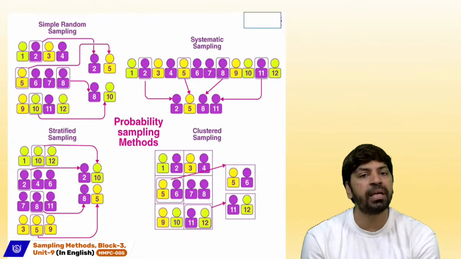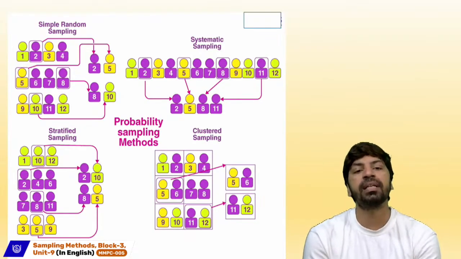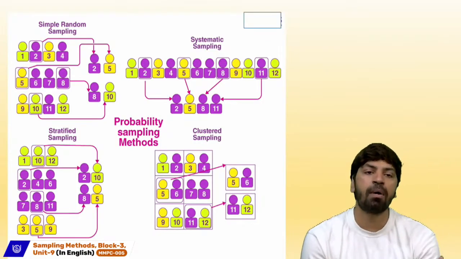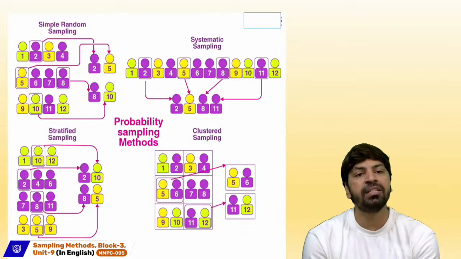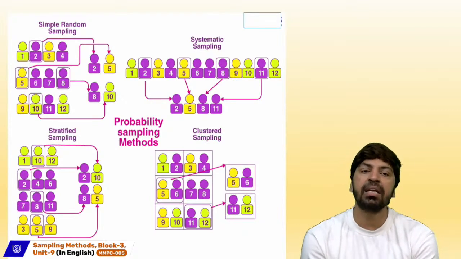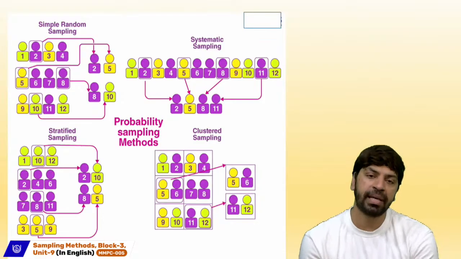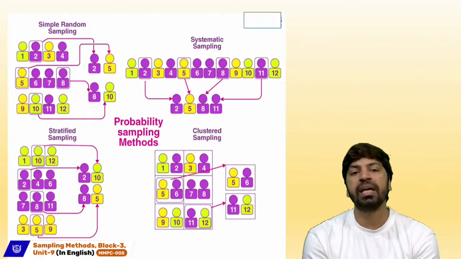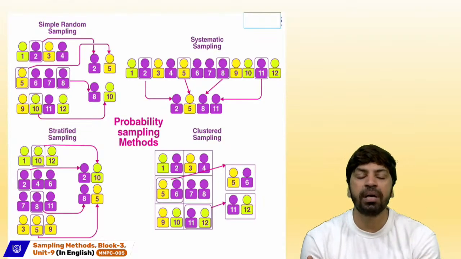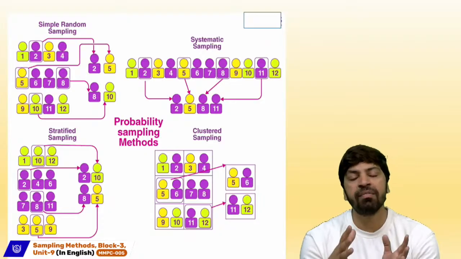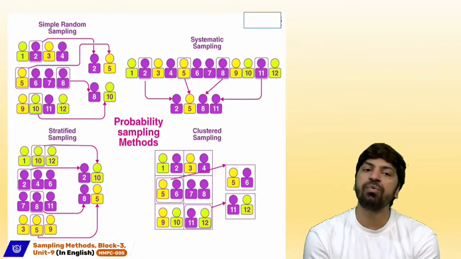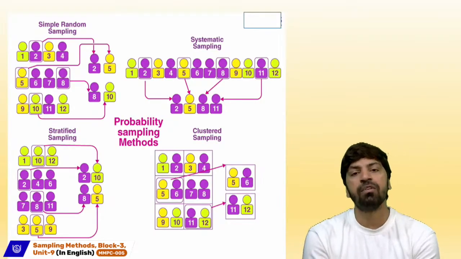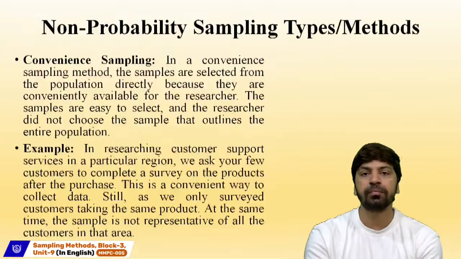In stratified sampling, you can see 12 persons of the population, and we select numbers according to their characteristics. The next one is cluster sampling. So there are 12 branches, and out of the 12 we have selected 4 branches as clusters, and accordingly we collect the data from the population.